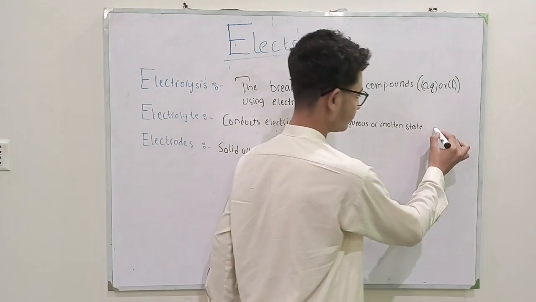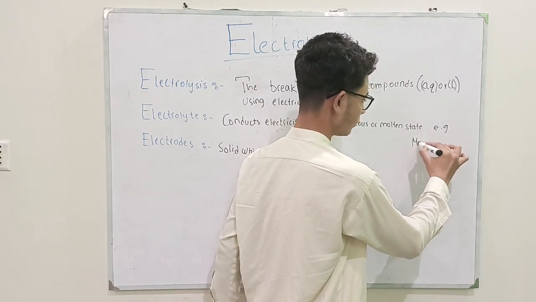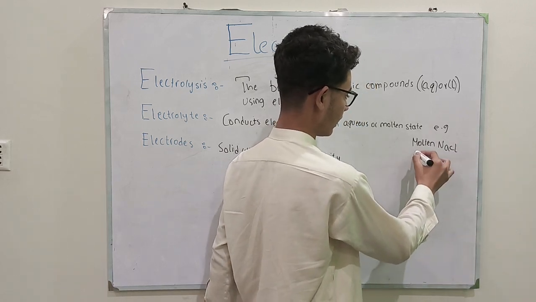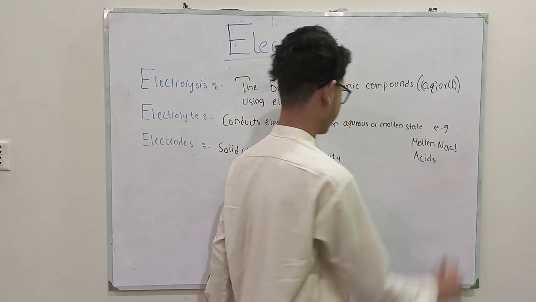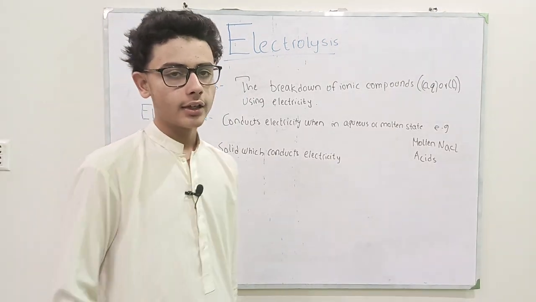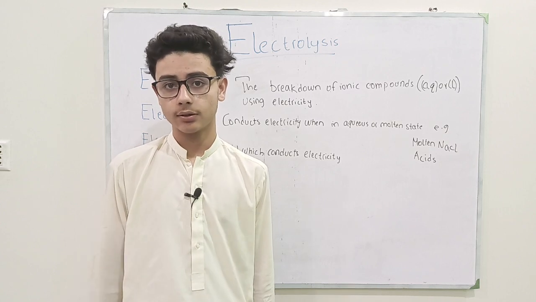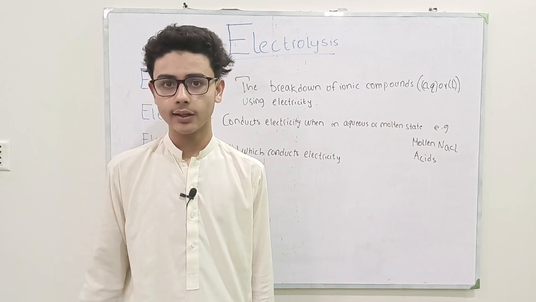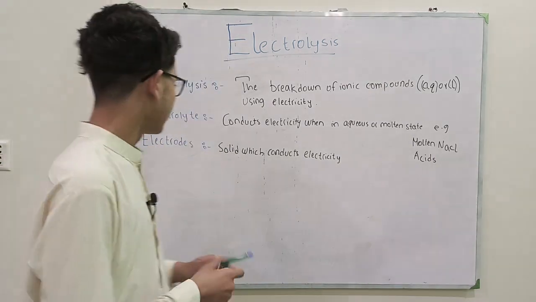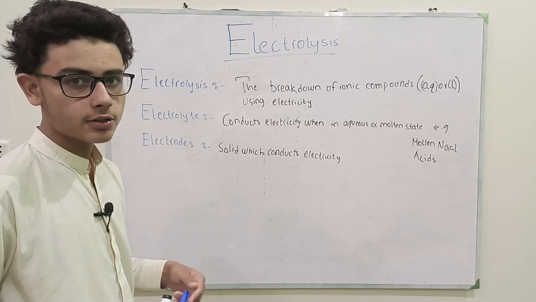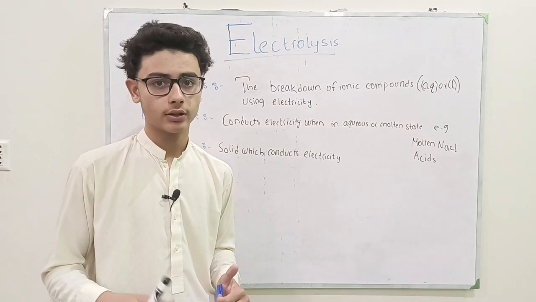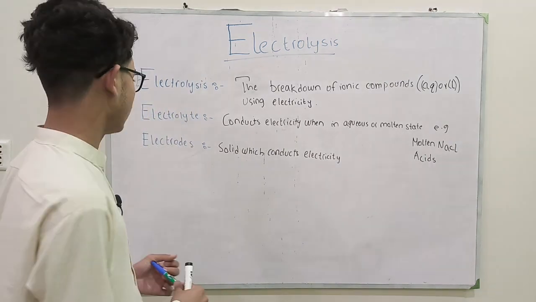For example, molten NaCl or acids, etc. We have two types of electrolytes: weak electrolyte and strong electrolyte. Strong electrolyte dissociates completely, it completely ionizes, and the weak electrolyte partially ionizes. Okay, and a small amount of current is passed through a weak electrolyte, while a large amount of current is conducted through the strong electrolyte.